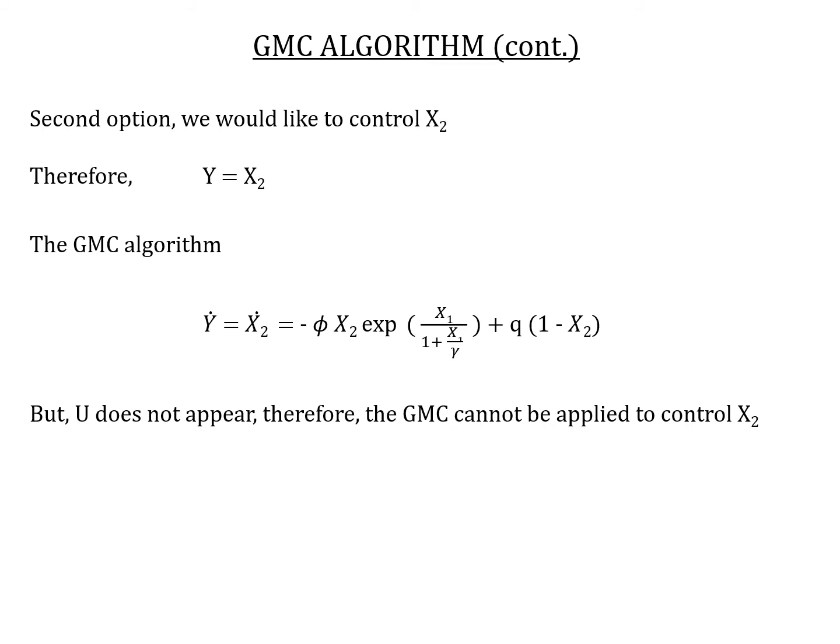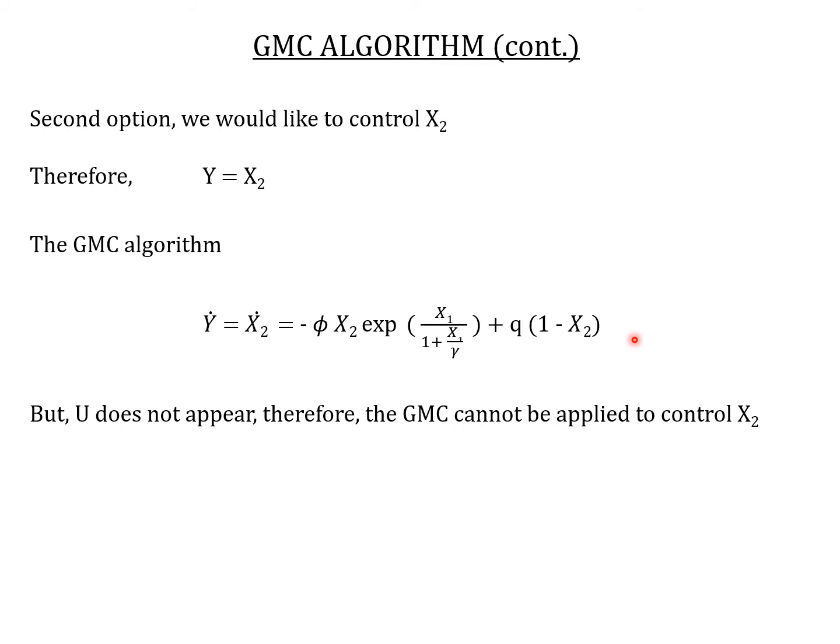Okay, the second option is that we would like to control x2 now. x2 represents the concentration, from the mass balance just now, CSTR. So if you talk about x2, then y is the x2, the output that you want to measure, the output that you want to control. So y will become the x2 that you're looking for. If you put the GMC formulation for this one, then we have y dot equals x2 dot, and we get the right hand side of the equation.